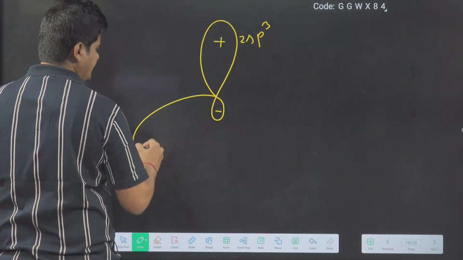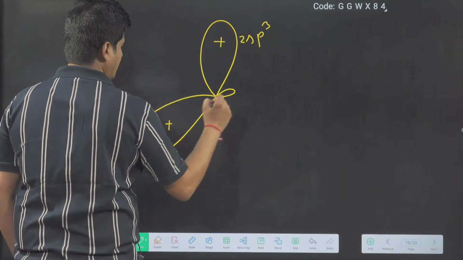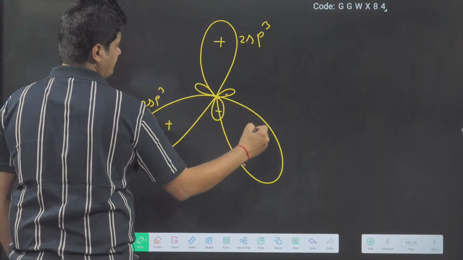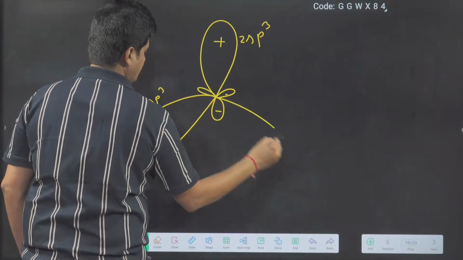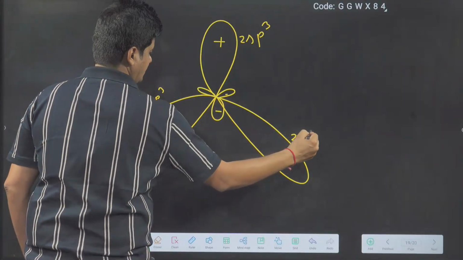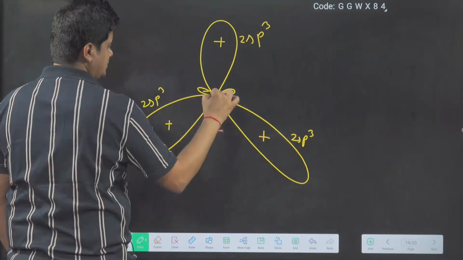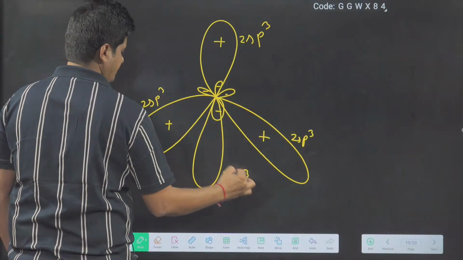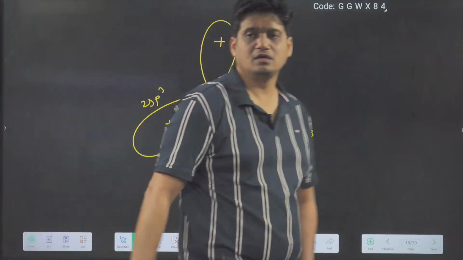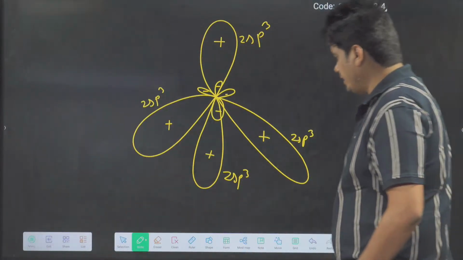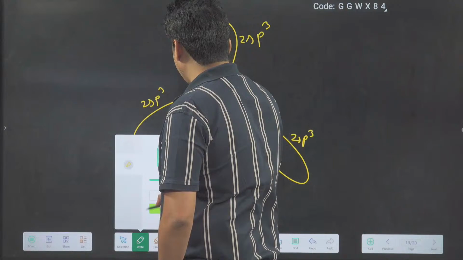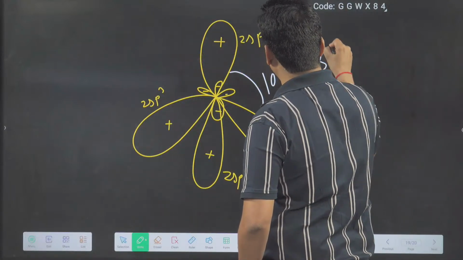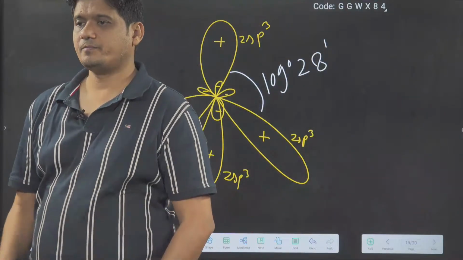Okay, another sp3, big lobe plus, small lobe minus. Next sp3, big lobe plus, small lobe minus. And next sp3, big lobe plus, small lobe minus. Okay, and here angle between these sp3 orbitals is going to be 109 degrees 28 minutes for the perfect geometry.